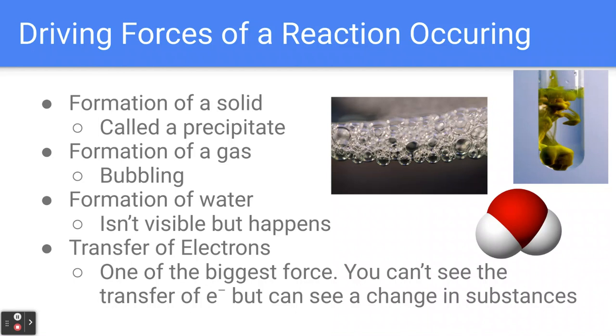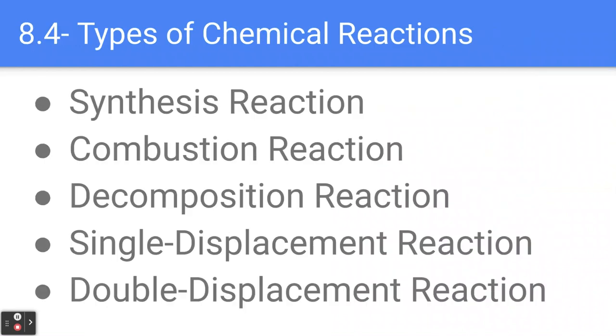And then you could have the transfer of electrons. This is one of the biggest types of reactions. We don't get into how that all works in this class. We can't see the transfer of electrons, but you would most likely see a change in the substances to tell us that the reaction is happening.